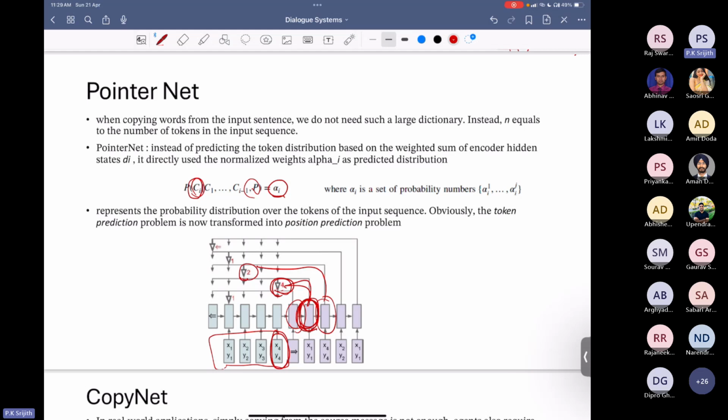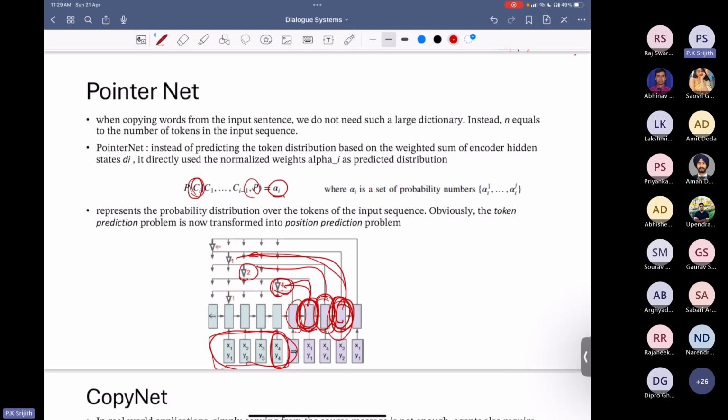That means if you look at the alpha vector, the alpha vector will be having high probability for 2 and low probability for other words at this stage. The alpha vector at this stage will be having high probability over the first word, 1, and low probability over the remaining words. So at this stage, you end up predicting this one. So now, if you look at what is the output that is predicted by the pointer net, it is just a permutation of the input words in different order.